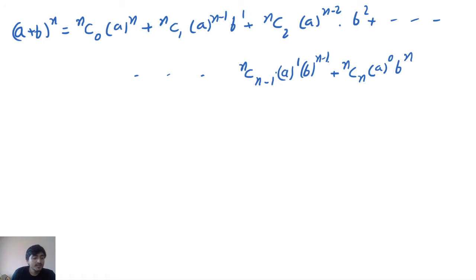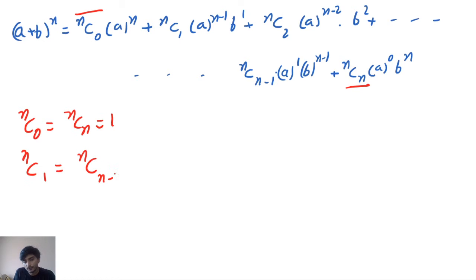Now there is also a fun fact about this. If you start seeing the coefficients of these terms, nC0 and nCn are equal. nC0 is equal to nCn, which is always 1. Likewise nC1 and nC(n minus 1) are also equal, and each is equal to n. Same way if you expand it, the other values are not defined.